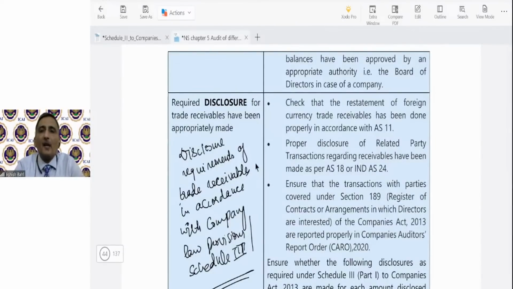So students, have you done AS 11 in your accounts? Accounting Standard 11, has it been done? Tell me, students, whether you have done AS 11. Yes. Okay. Anmol is saying no.